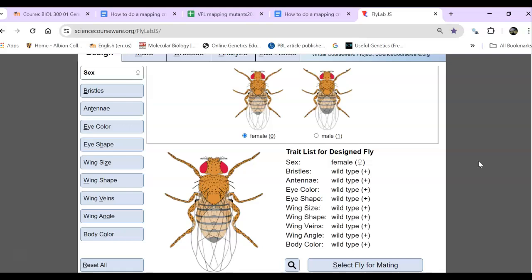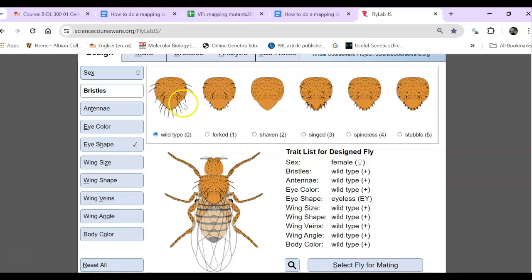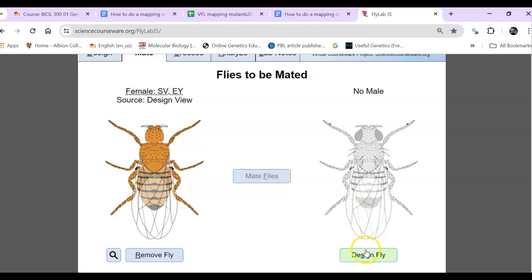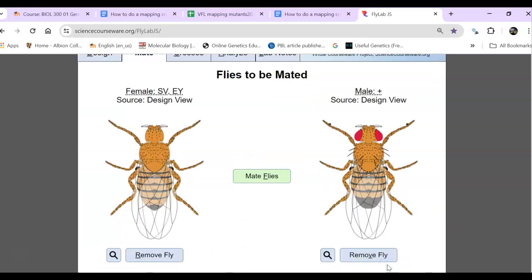So now we're going to do shaven. Did we do shaven last time? No, last time we did eyeless, right? So we're going to do eye shape, which is eyeless, and then we're going to do bristles, which is shaven. All right, I did this cross wrong already because I'm doing this in the female. So we put it in the female, we select it for mating, and then we design the male, we make him all wild type. So I'm doing it wrong. You can do it this way if you want, but you have to do an extra step.